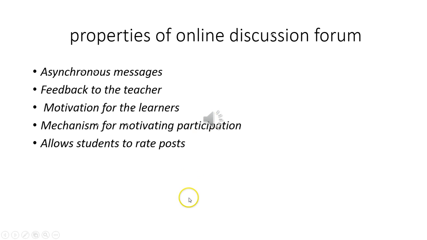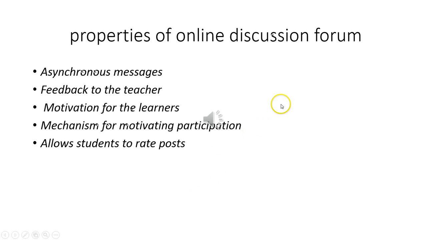So what are the properties of an online discussion forum? First of all, it must be asynchronous. You must allow for discussions to occur in their own time. There must be feedback to the teacher. The teacher must be able to look at the various discussion and provide certain engaging comments, positive feedbacks, and direction. There must be motivation for the learners that it is worth the while to be engaged in this forum.